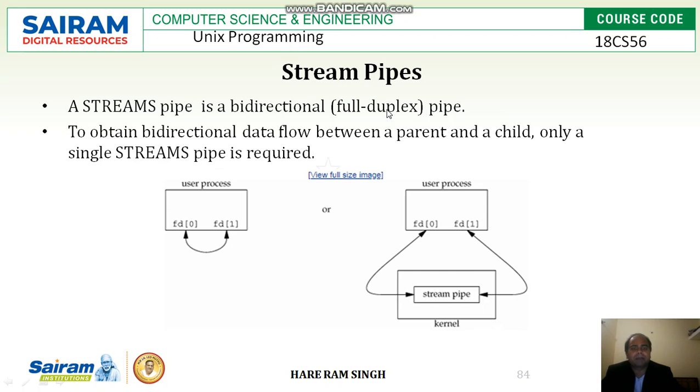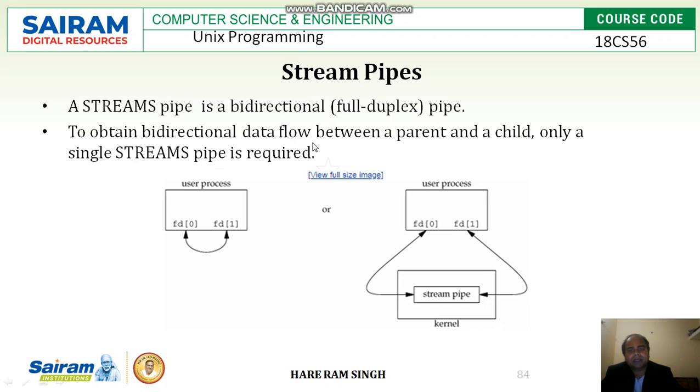Already we had studied the pipe. So what was the pipe limitation? It was half duplex. Half duplex means data can be transferred from one end to another end, but from the other end, data cannot be received at the first end. But in the stream pipe, it is full duplex. So data can be transferred from process A to process B, and data can also be received from process B to process A, in both directions.